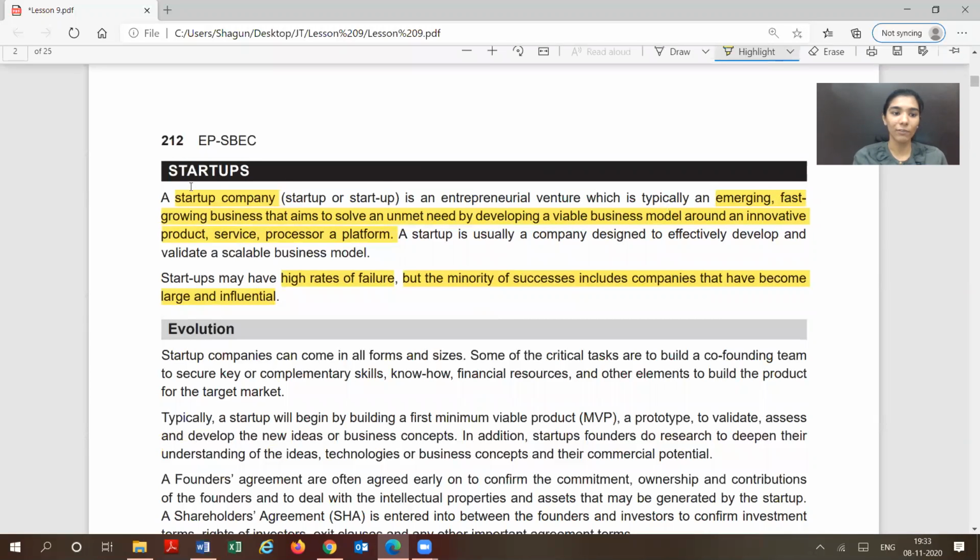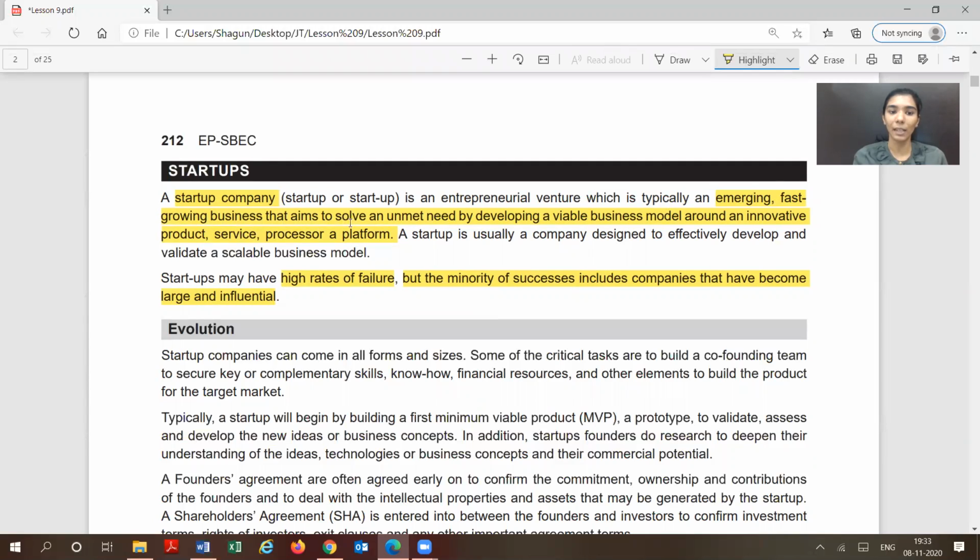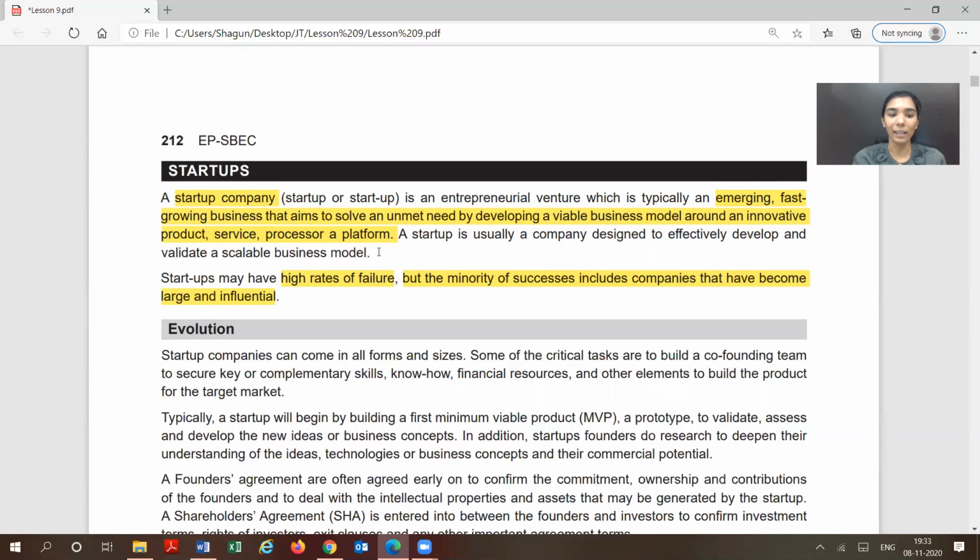It's an emerging, fast-growing business setup that aims to solve an unmet need by developing a viable business model around an innovative product, service, process, or a platform. These startups usually have a high rate of failure. However, when they succeed, they become really large and influential, right?